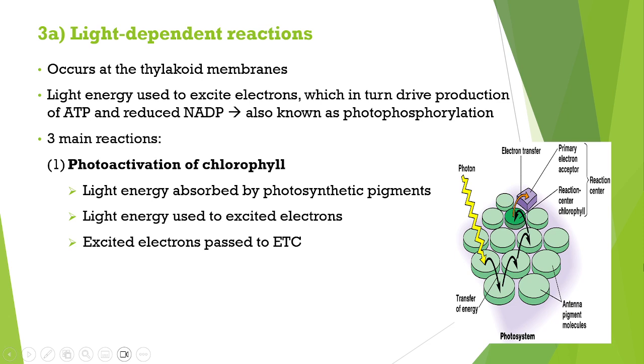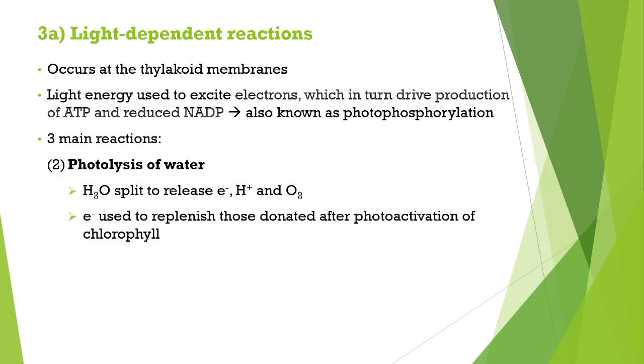Okay, so that's photoactivation. Then we have the photolysis of water, which is also occurring at the special chlorophyll in the reaction center. So that's what we mentioned, right? In the photoactivation, the electrons of the chlorophyll are excited and donated away, passed to the electron transport chain. So now the special chlorophyll in the reaction center has no electrons, right? So the electrons must be replaced. So that is done by the lysis of water using light energy.